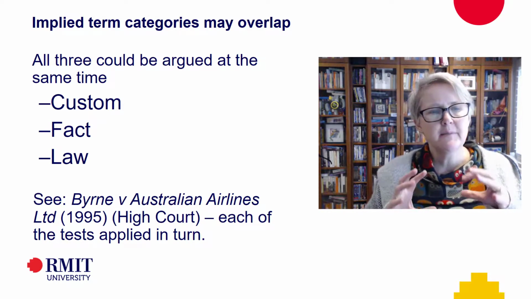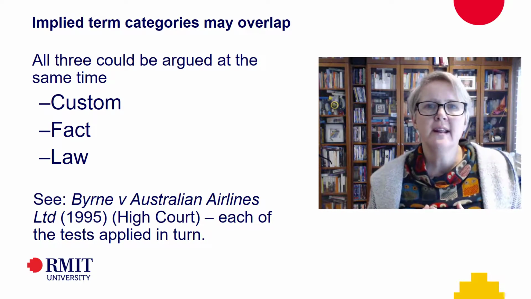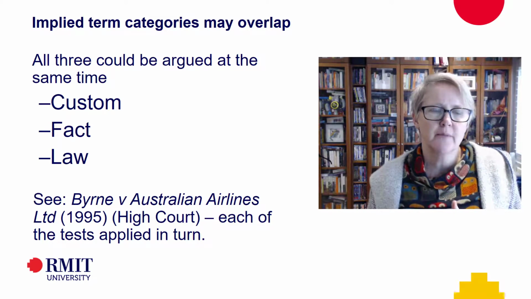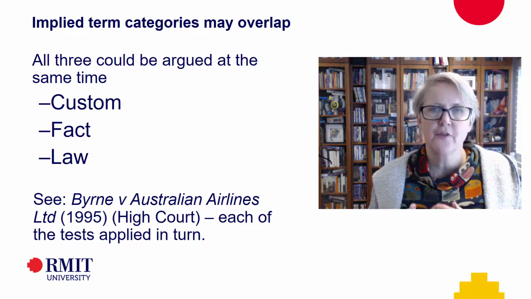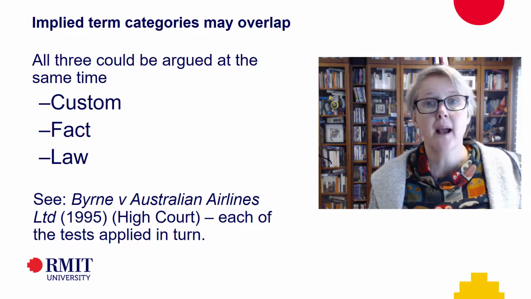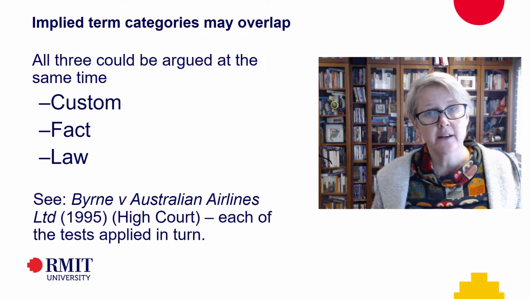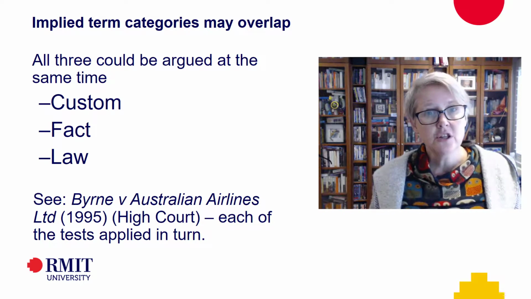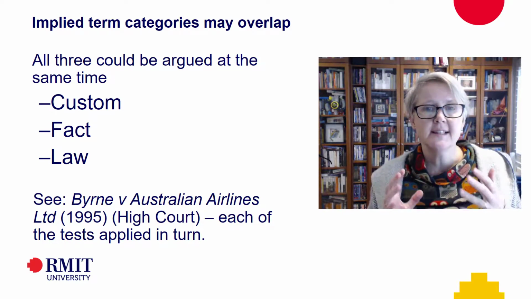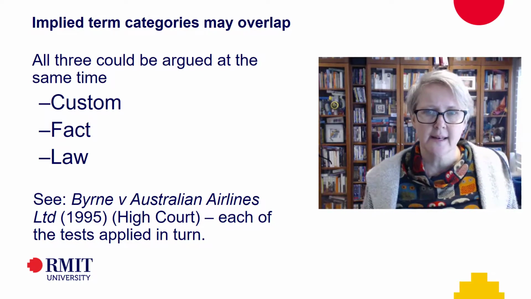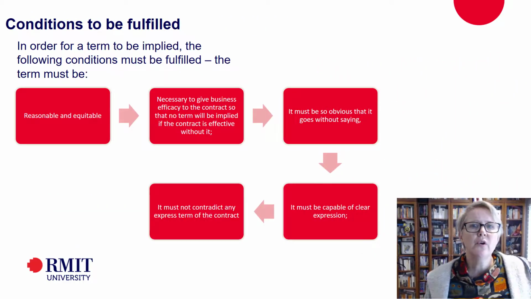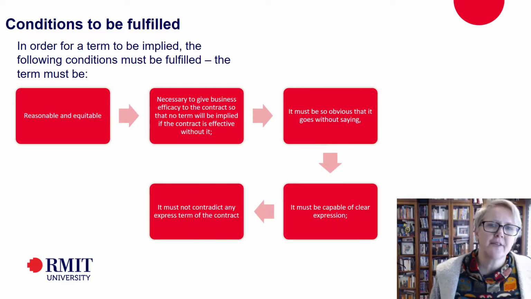And we need to be aware that you only need to be able to apply a term under one of those heads for the term to be implied and become part of the contract. But they're not mutually exclusive arguments. So you can argue each, and the tests are similar, overlapping, but slightly different. So let me just actually step out the test for you.